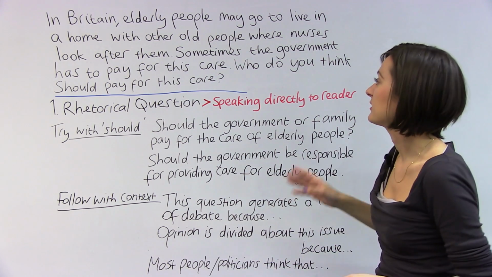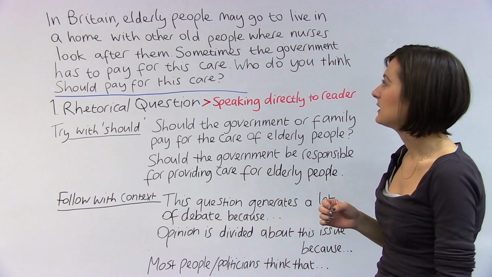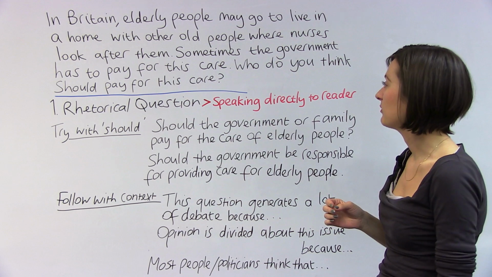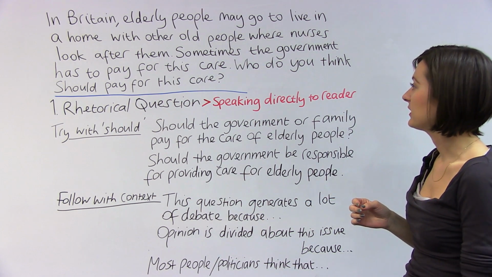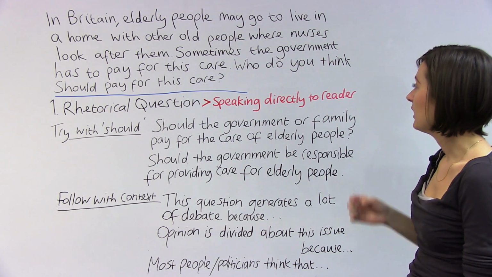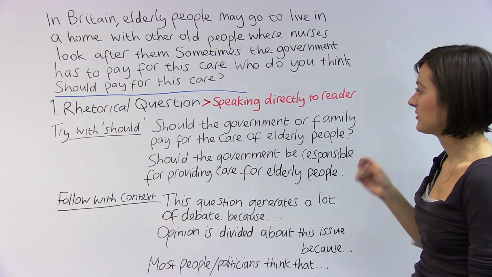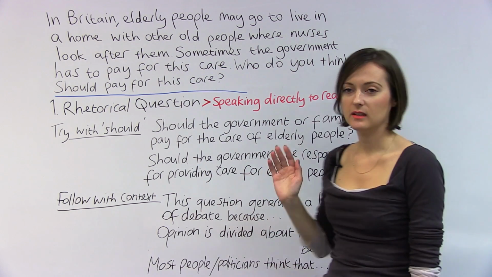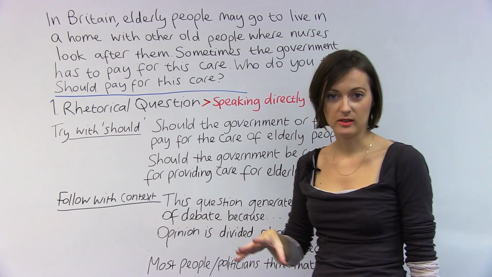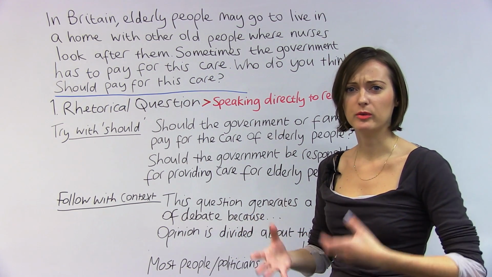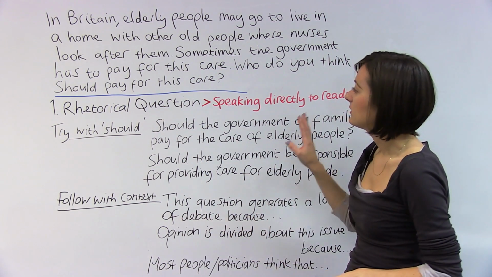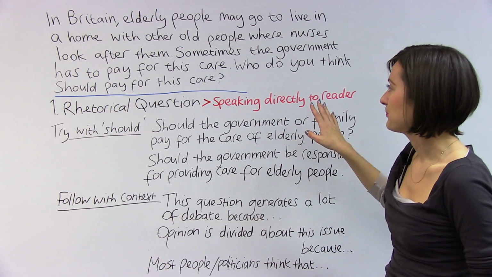I'll read the question to you first of all. In Britain, elderly people may go to live in a home with other old people where nurses look after them. Sometimes the government has to pay for this care. Who do you think should pay for this care? And then in the IELTS question, it would say, give reasons and support your answer with your own opinions. So this is a discursive essay.